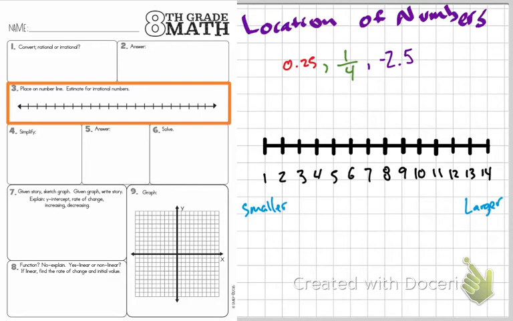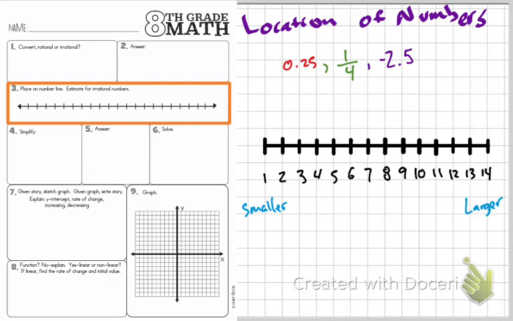The first problem I see is that numbers 1 through 14 do not include any negative numbers. So that means my purple number, negative 2.5, cannot go on this number line. The second challenge that I see is that because I'm counting by ones, I'm not going to be able to accurately place a number like 0.25 or 1/4.